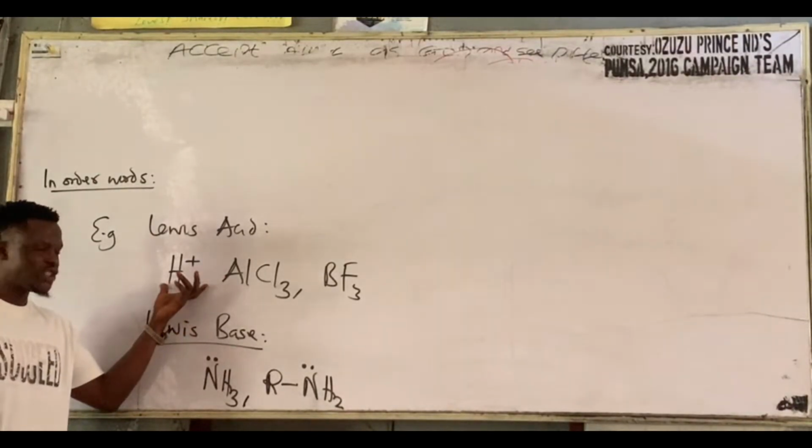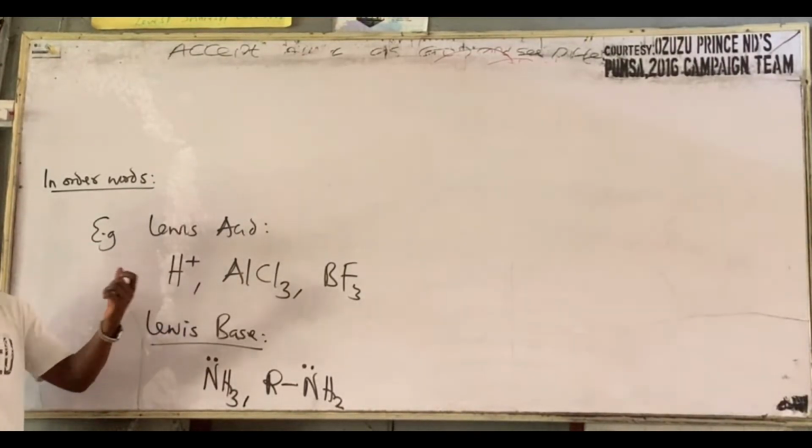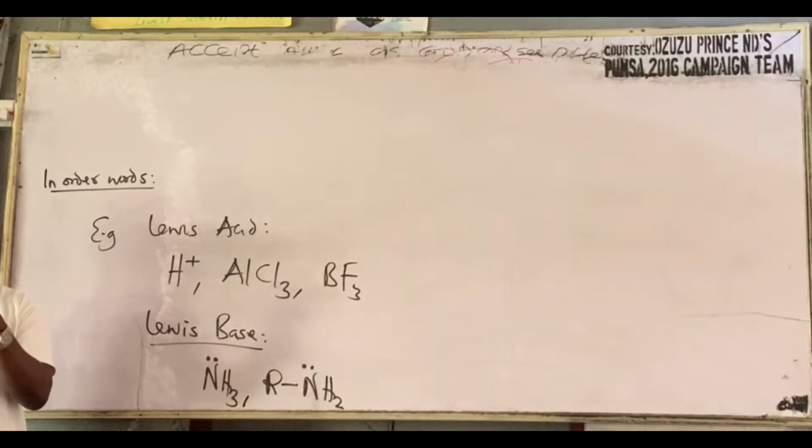For a Lewis acid, we have H plus. This guy does not have any electron. It has an empty shell that can accept a pair of electrons, that's 2 electrons.